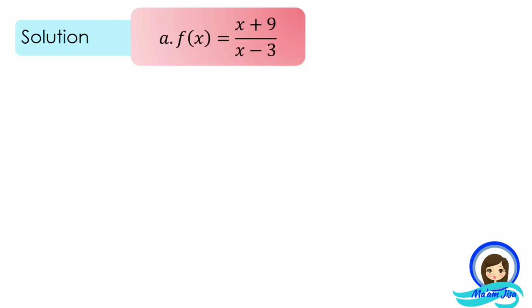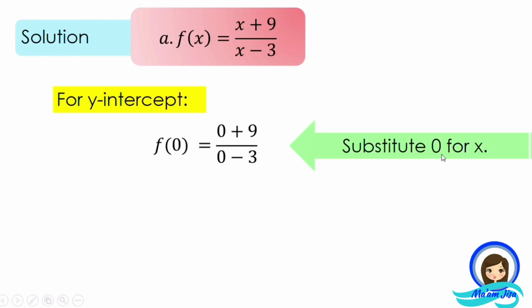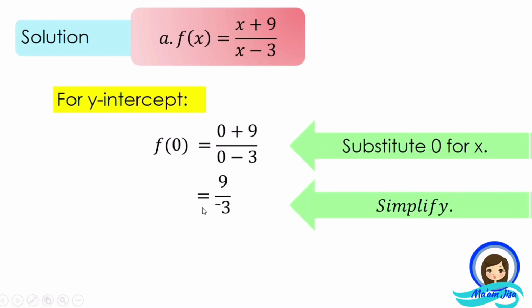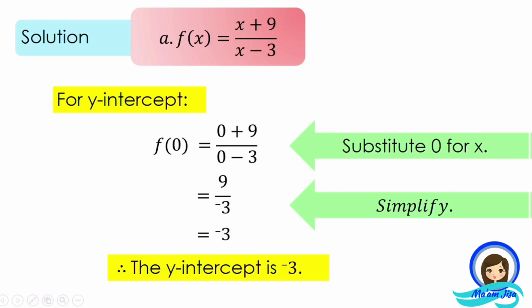For example A, our function is quantity x plus 9 over quantity x minus 3. To solve for the y-intercept, first, we substitute 0 for x, or we try to evaluate the function at 0. Then simplifying, we have 9 over -3. Therefore, the y-intercept is -3.